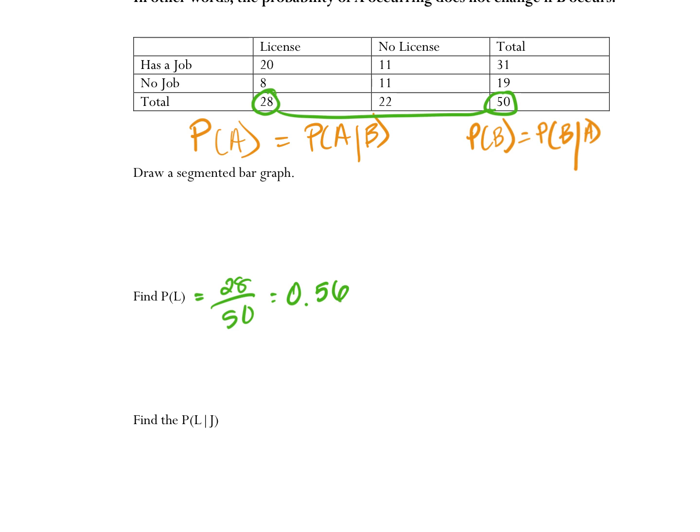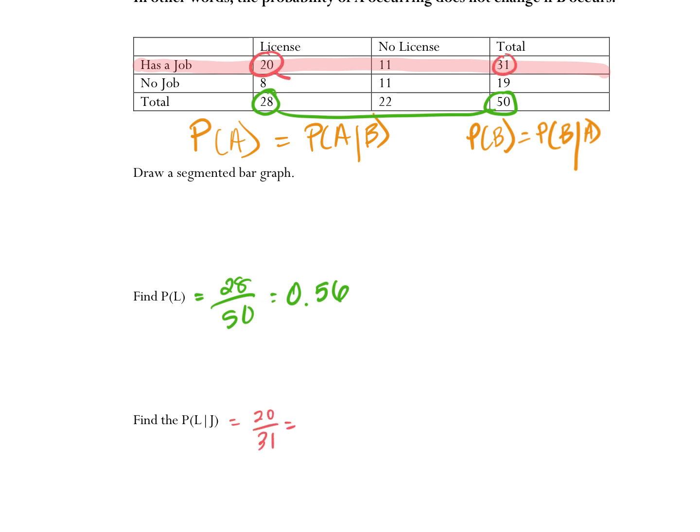I'm not very smart, guys, but I know I can do something out of 50 into a percentage pretty easily. All right. Now, what if I know that person has a job? Now, what's the probability they have a driver's license? It would be 20 out of 31.